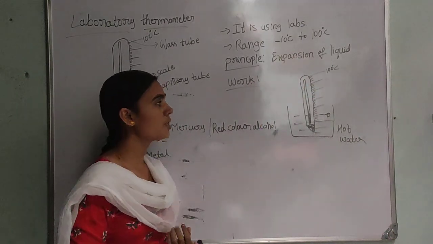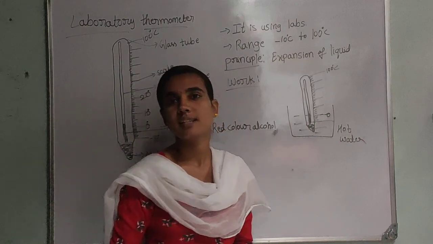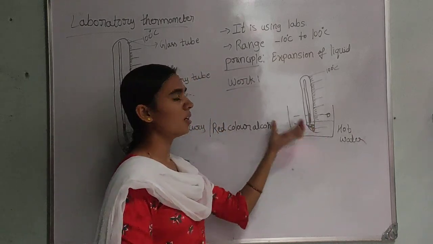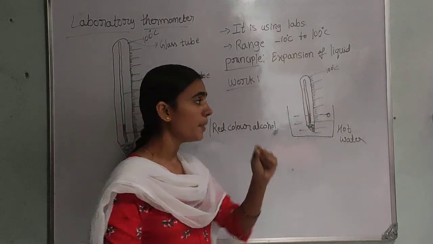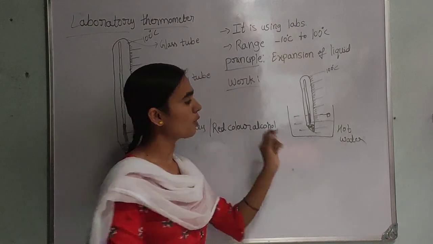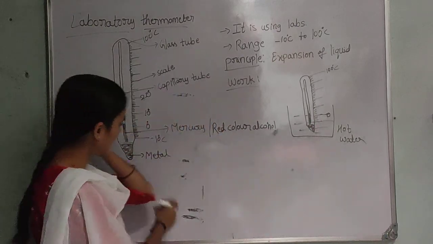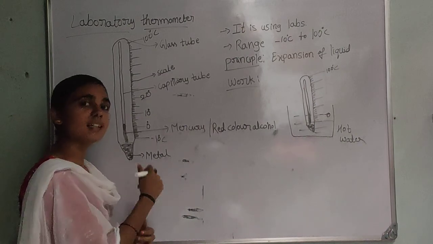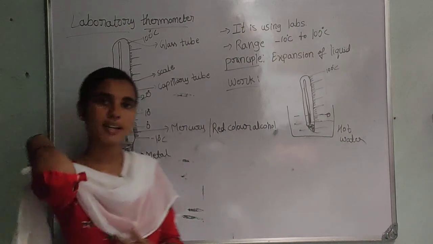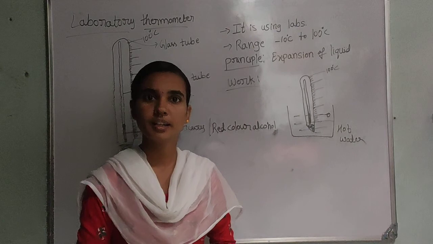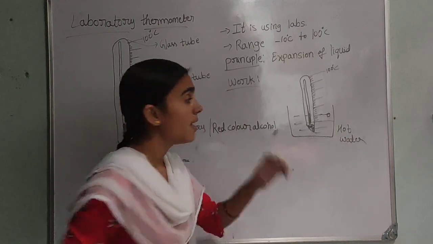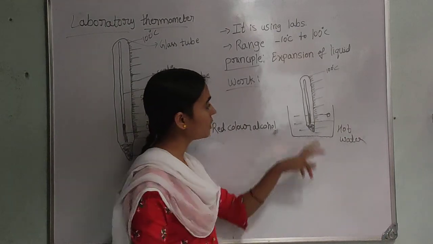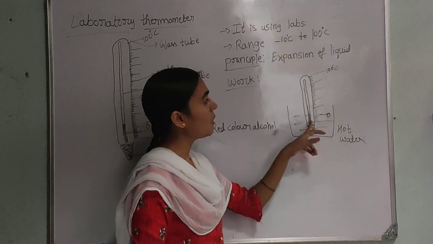When I keep a thermometer inside the hot water, what happens? The heat of the hot water molecules is supplied to the metal. This metal will get the heat. We already know that metals are good conductors of heat. So when the metal gets heat, that heat is supplied to the capillary tube which consists of mercury.